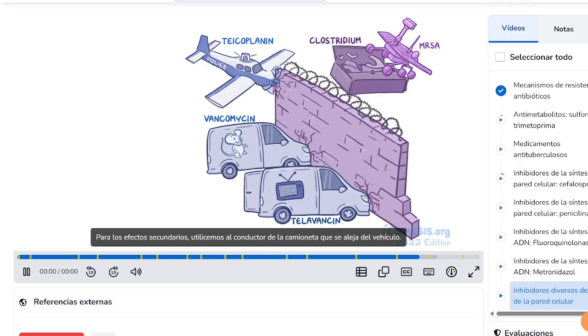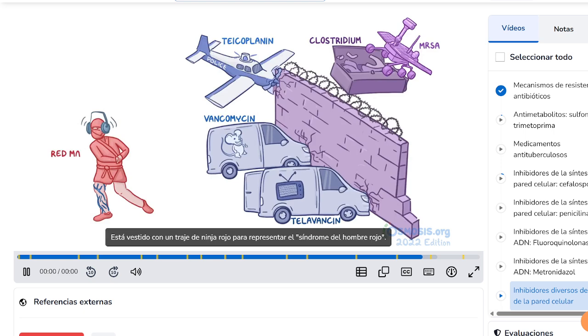For side effects, let's use the driver of the van who's running away from the vehicle. He's dressed in a red ninja outfit to represent red man syndrome. He's wearing headphones that are blasting loud music for ototoxicity. And one of his legs is covered in bulging blue veins for thrombophlebitis. He's also holding his injured flank as he hobbles away to help you remember nephrotoxicity.